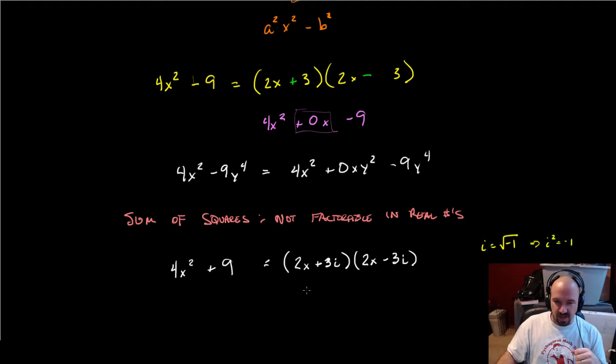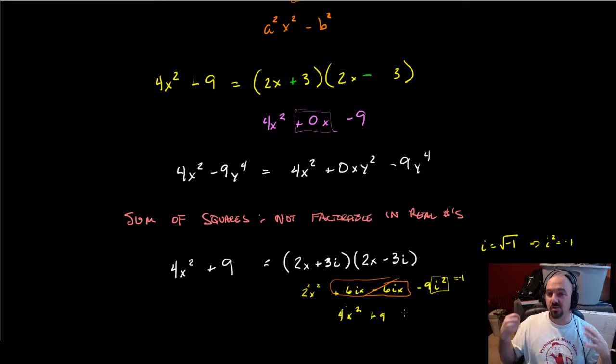So when I multiply this back out, I'm going to get 2 squared x squared, and then I'm going to get a plus 6ix minus 6ix, and then I'm going to get minus 9i squared. But i squared is equal to -1, and -1 times -9 is positive 9. So this is actually 4x squared. These two are going to eliminate one another, and then you're going to get -1 times -9 for positive 9. But you have to have the imaginary number i in order to do this.